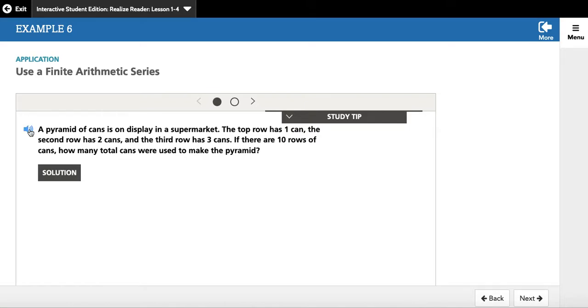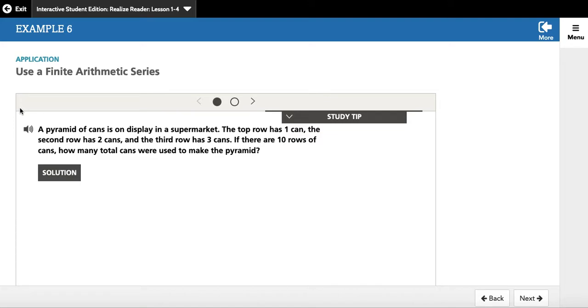Let's hear the question. A pyramid of cans is on display in a supermarket. The top row has 1 can, the second row has 2 cans, and the third row has 3 cans. If there are 10 rows of cans, how many total cans were used to make the pyramid?